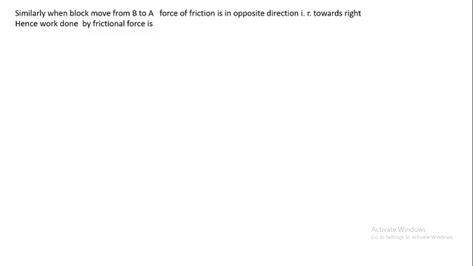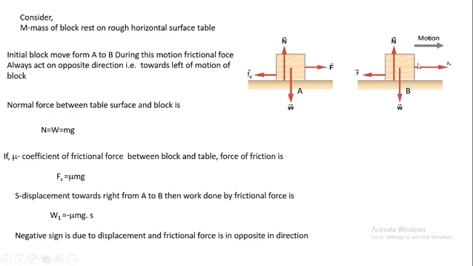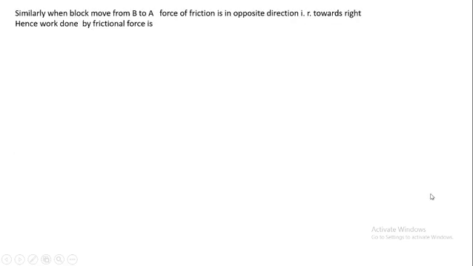Now similarly, when your block moves from point B to A, your frictional force is towards the right, but your block moves from B to A towards the left. So the work done W2 is equal to minus mu mg S, because the frictional force and displacement are exactly opposite, so there is a negative sign. In this case also the normal force and weight cancel each other. So W2 is equal to minus mu mg into S.